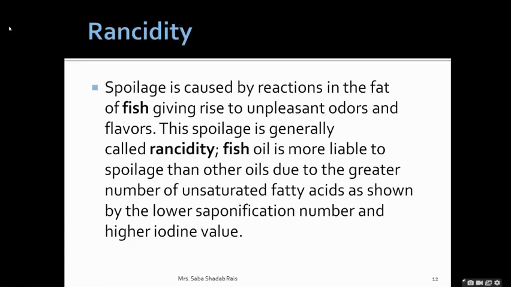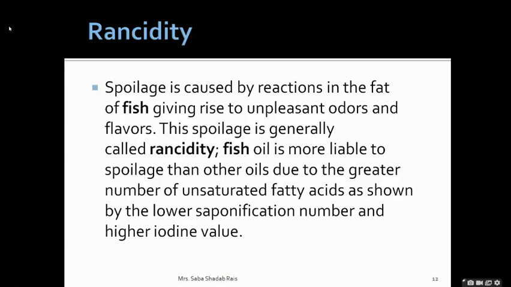Rancidity is a very difficult problem to tackle in fishery. The fat stored in fishes is highly unsaturated, as I told you, with a lower saponification number and higher iodine value. Because of these oxidative changes, the breakdown of peroxides occurs and it ends in a number of decomposition-related problems. Once rancidity starts, it is impossible to use that particular fish. So this will make many problems.